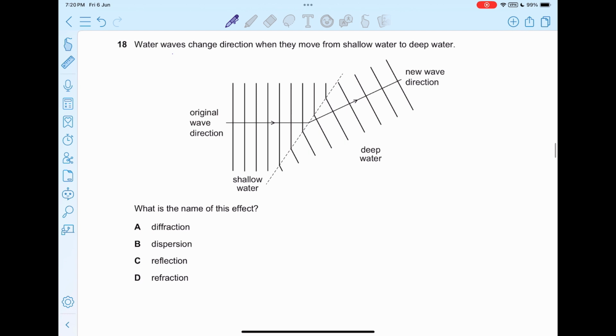Number 18, water waves change direction when they move from shallow water to deep water. What is the name of this effect? So diffraction, dispersion, reflection, refraction. It should be refraction. Answer is D.